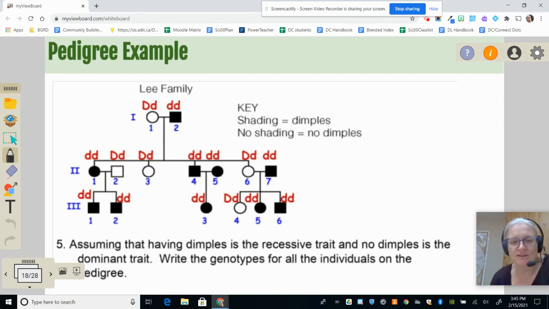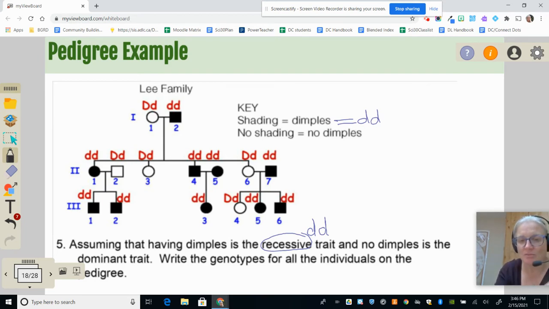Assuming that having dimples is the recessive trait. So recessive means the only way you're going to have dimples is if you have 2 recessive traits. So using D's in this case, having dimples is little d, little d. And no dimples is the dominant trait. Write the genotypes for all the individuals on the pedigree.